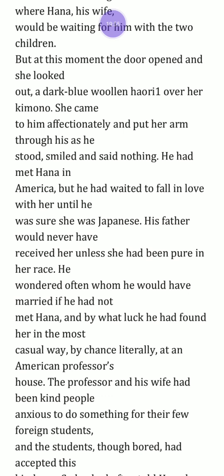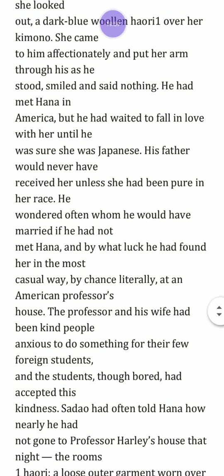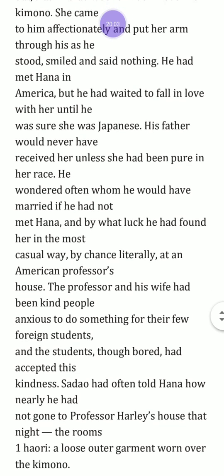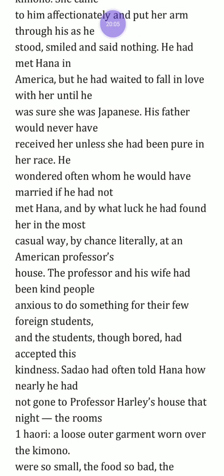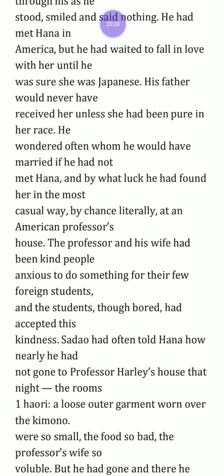She came to him affectionately and put her arm through his as he stood, smiled and said nothing. He had met Hannah in America, but he had waited to fall in love with her until he was sure she was Japanese. This shows his level of devotion, the height of dedication towards his academics. At the same time, his caste, class, everything. His father would never have received her unless she had been pure in her race. Pure means he was not mixed. He was just like the Indians.